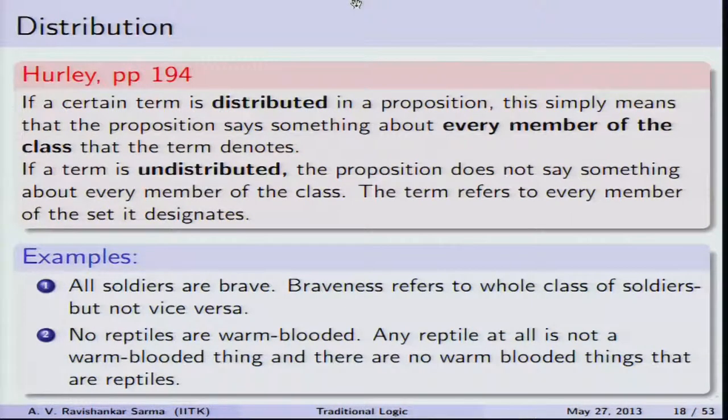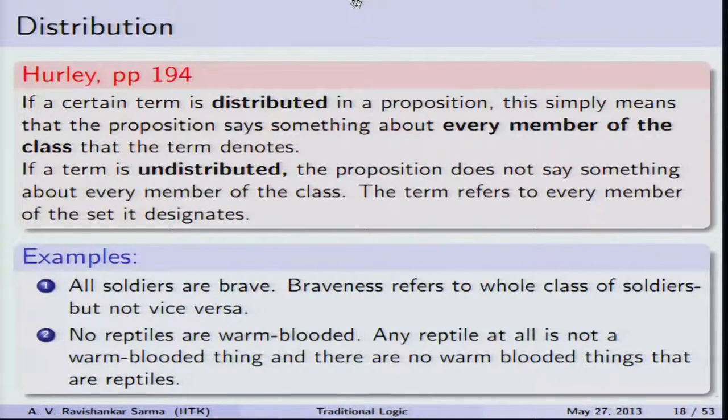So the term refers to every member of the set it designates. All soldiers are brave, that means braveness is referring to all the soldiers, it is distributed amongst all the soldiers. So here braveness refers to the whole class of soldiers, but not vice versa. For example, all soldiers are brave is totally different from all brave people are soldiers. Braveness here is a term that refers to the whole class of soldiers.